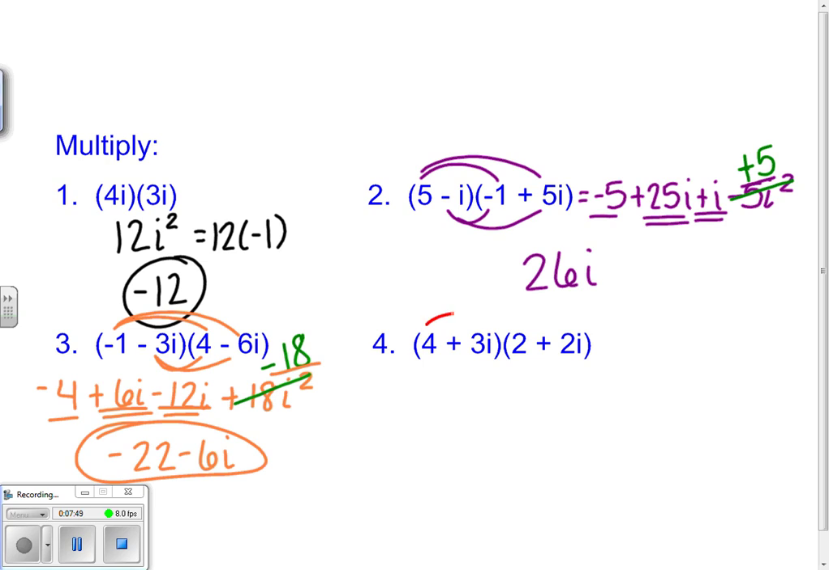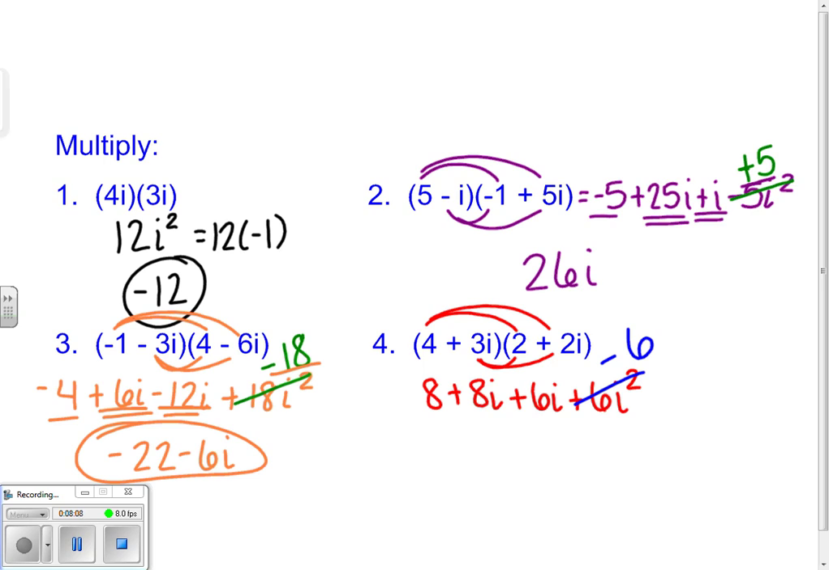Number 4. 4 times 2 is 8. 4 times 2i is 8i. 3i times 2 is 6i, and 3i times 2i is a positive 6i squared, which I'm immediately going to change to a -6. Change the sign, drop the i squared.